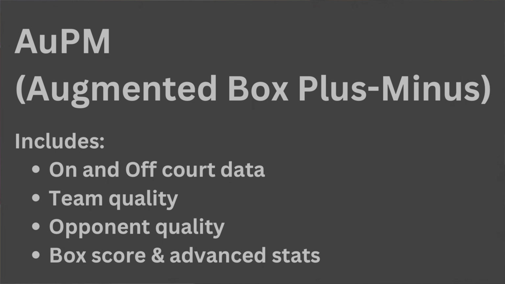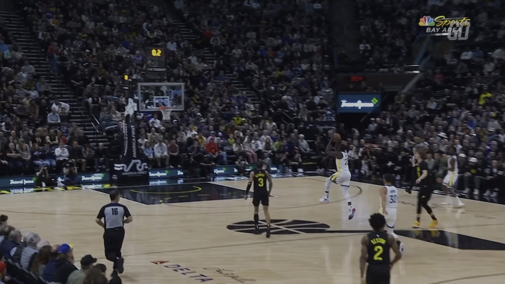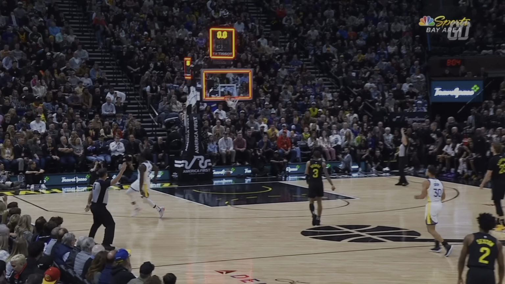And then my favorite, we have the augmented box plus minus, which has been developed by Ben Taylor, aka the Thinking Basketball guy. And this combines the on and off-court data with a team's quality and the opponent's quality to find out the best and most well-rounded impact.